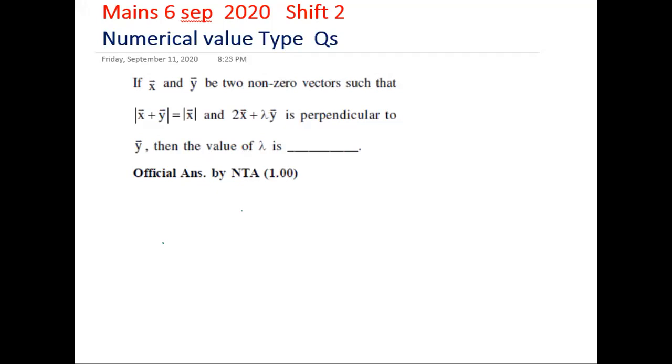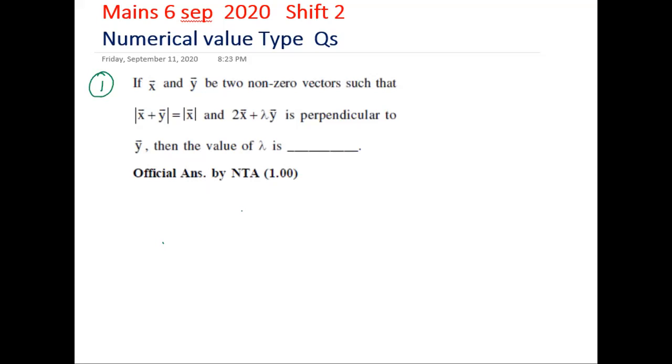Now today I am going to discuss shift-wise numerical value type questions. These are important questions in 2026 September given. In numerical type questions, a correct answer means 4 marks, and for a wrong answer there is no negative marking. So here no negative marks. That's why these questions will increase the score easily.